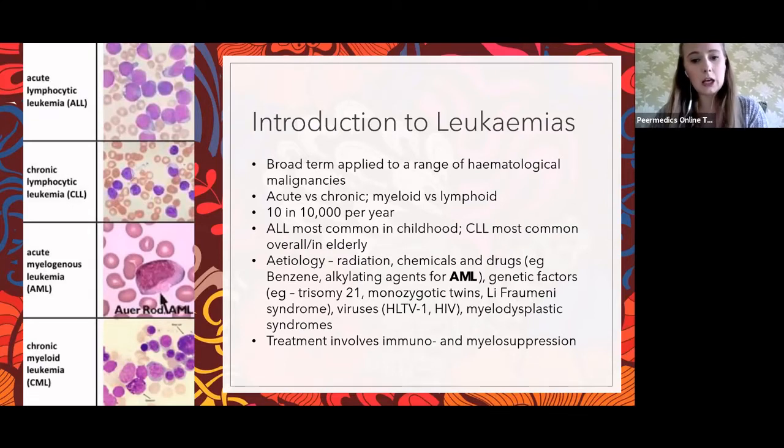In particular, trisomy 21, which is Down's. There's increased frequency amongst monozygotic twins, so if one twin has it, there's a higher chance the other one will get it. Syndromes like Li-Fraumeni syndrome. Certain viruses, there's one called HTLV-1, which I don't think I ever learned about in med school, but it comes up. And then HIV, because that does increase your risk generally of all cancers. And then myelodysplastic syndromes, which we're going to cover today as well.